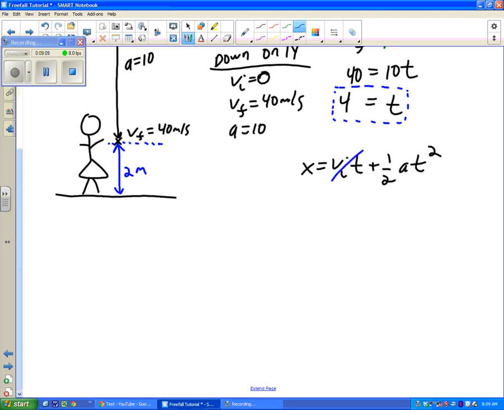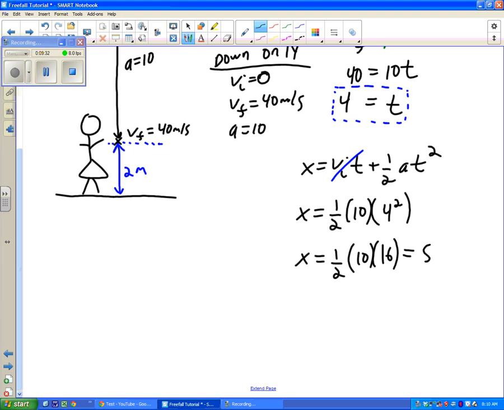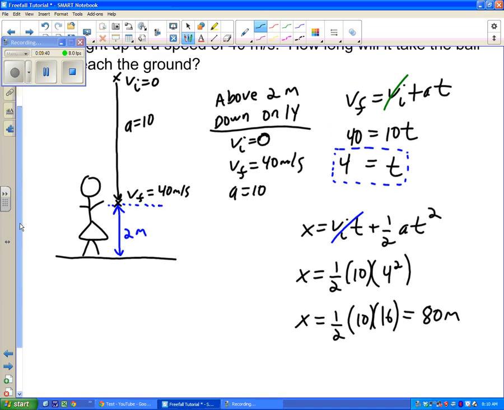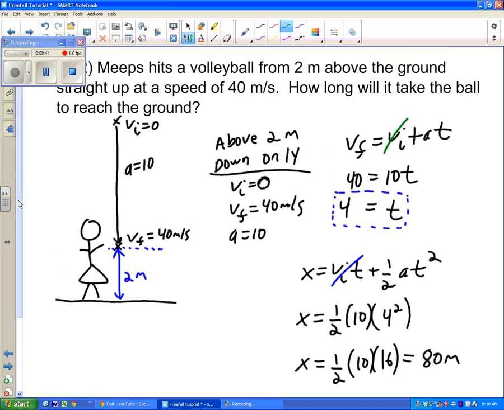This is 0. So we have x equals 1/2 10, that's going down, and the time. And we're only talking about the time in the top half going down, so we're going to use that 4. 4 squared. So x equals 1/2 of 10 times 16, which equals 80 meters. Okay, so this 80 meters, let me go up a little bit so you can see it. This 80 meters is only from the top down to there. This is 80 meters.